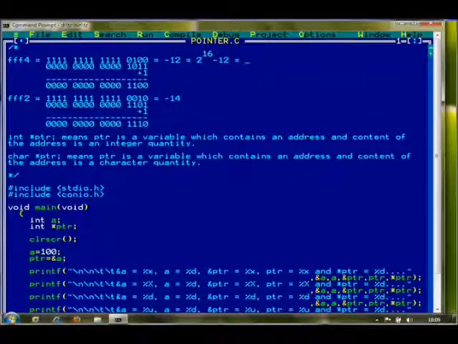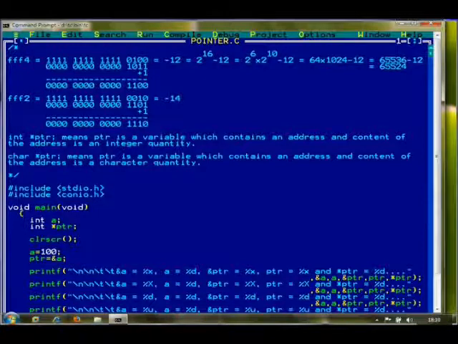So what is 2 to the power 16? It is 2 to the power 6 into 2 to the power 10, minus 12. So that is 64 into 1024 minus 12. What is that? That is my 65536. 65536 minus 12. So that was there. You see, I'm representing the same thing in 4 different ways.